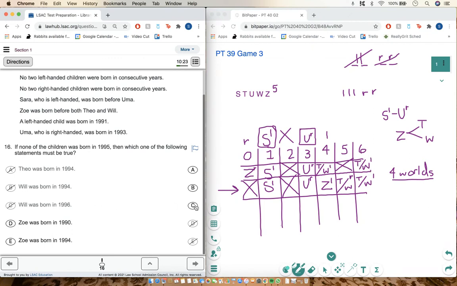We can also cross out C, right? It doesn't have to be true that Will is born in 1996. Will could be born in 1994 and Theo could be born in 1996. So we can also cross out C.